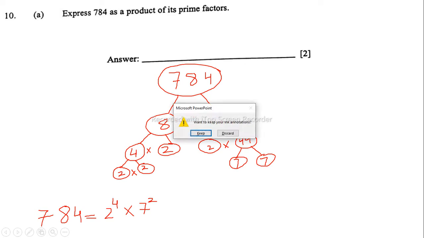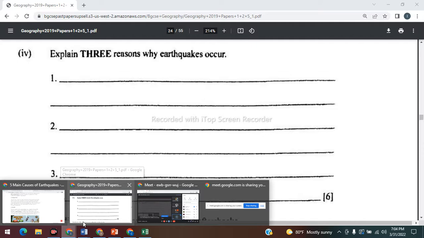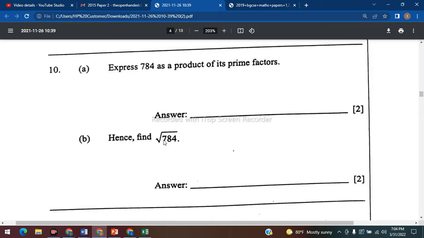Now we know what 784 is as a product of primes. The next question that they're asking us to do is find, how would we read this? Square root of 784. So now there's an H word that is used. Hence. Very good. What does hence mean? Like therefore. Exactly. So since you already have it, find what?